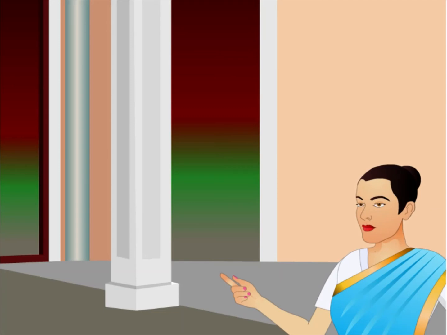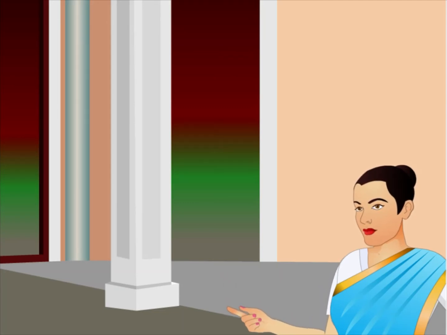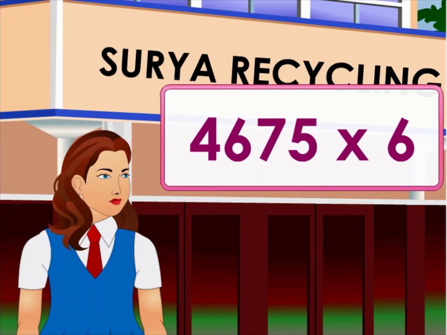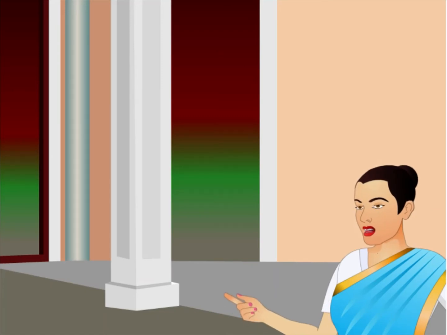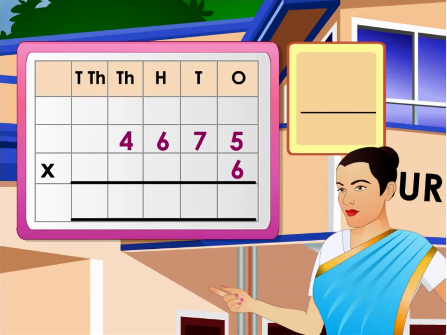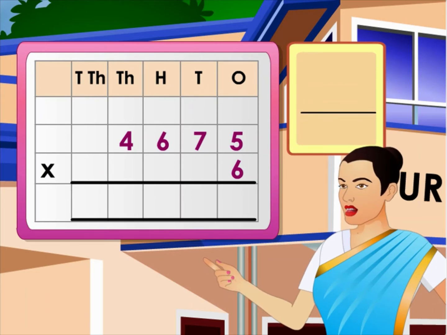So, do you think you can find the total number of copies? Yes, we should multiply 4,675 with 6. Yes, you're right. Can anyone find the total for us? Yes, I write 4,675 times 6 in the vertical form first. Then I start multiplying from the ones, followed by the tens, the hundreds, and finally the thousands. Yes, you're right. Now let's solve it together.